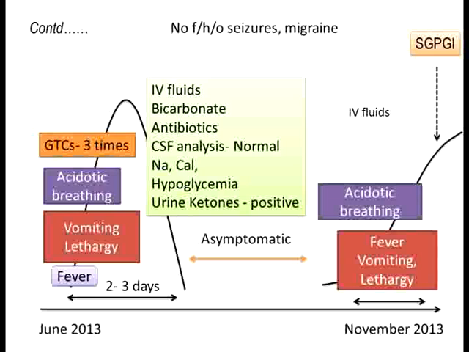In one such episode, he had generalized tonic-clonic seizures. He had acidotic breathing, and on investigations he was found to have hypoglycemia, which was corrected. He received IV fluids and bicarbonate correction for the acidosis. At that time they found that he also had urine ketones positive. He recovered, just to recur again after 2 months, and this time during the 4th episode he was admitted, and we did the workup, and now we are presenting this.